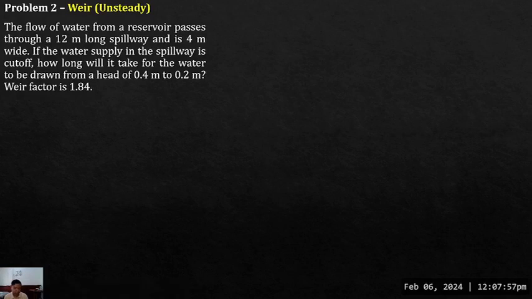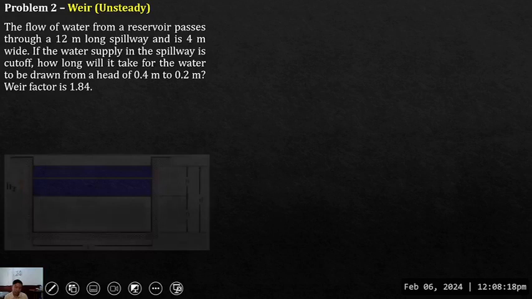Okay, now let's have an example of an unsteady water flow. So the flow of water from a reservoir passes through a 12-meter long spillway and is 4 meters wide. If the water supply in the spillway is cut off, how long will it take for the water to be drawn from a head of 0.4 to 0.2 meters? So weir factor is 1.84.